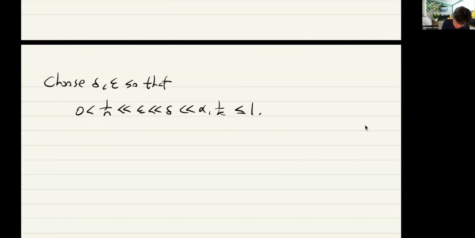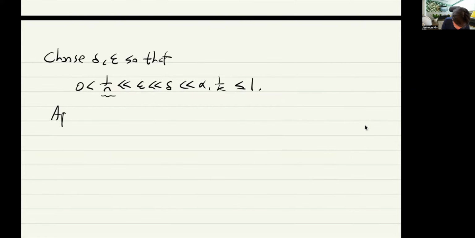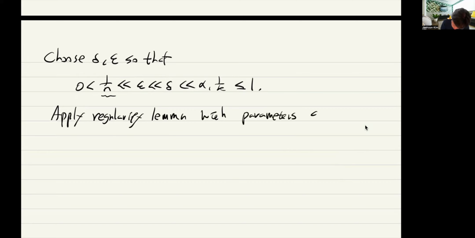This n is chosen so small that even if you apply the regularity lemma, the number of partitions will still be much smaller than n. So we apply the regularity lemma with parameter epsilon, and say your t is epsilon to the negative 2, which is the minimum number of parts in your Lagrange graph.